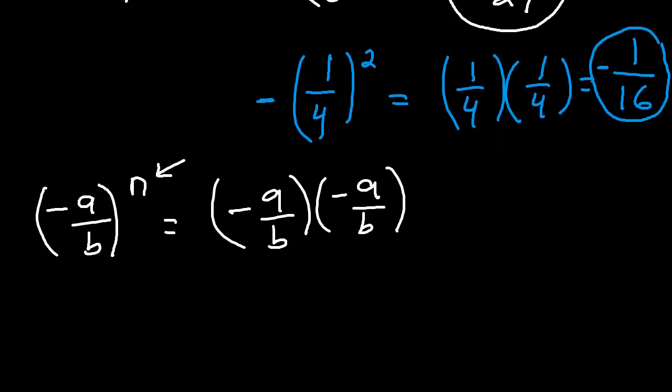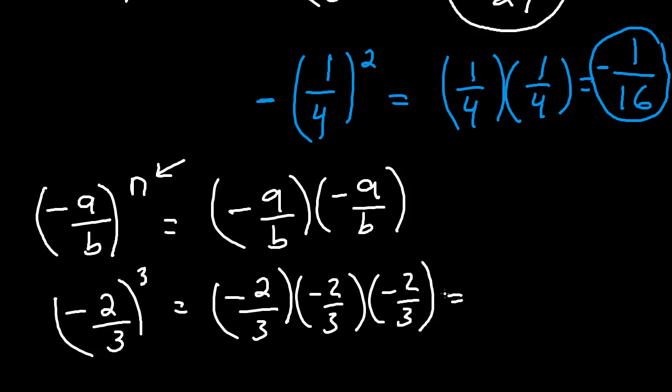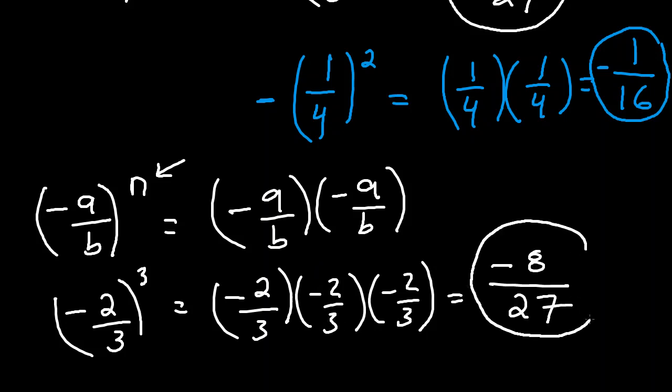So for example, let's look at if we had negative 2 over 3 to the power of 3. Well, this would give us negative 2 over 3 times negative 2 over 3 times negative 2 over 3. Okay, and when we do that, we get negative 2 times negative 2 is 4, because it's a negative multiplied by negative, so that gives us 4. And then positive 4 multiplied by negative 2 is a negative 8. Okay, and then 3 times 3 is 9, times 3 is 27. So the answer is negative 8 over 27.